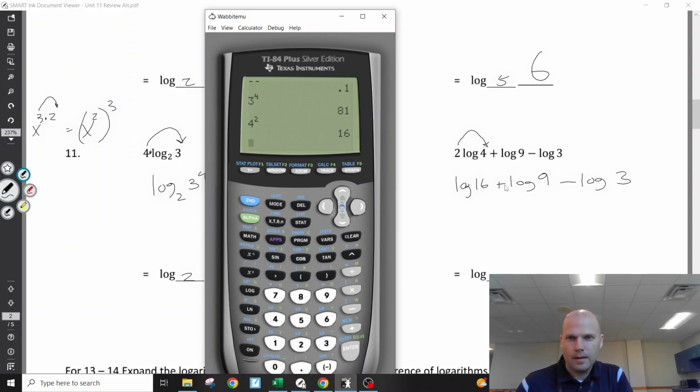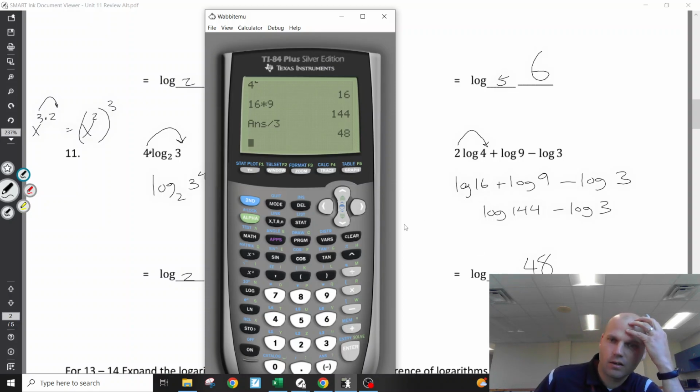Okay, well, addition means multiply. Let's multiply 16 and 9. Log 144. Let's look at the subtraction now. Oh, subtraction means divide. Let's divide 144 by 3. 48. My answer is log, you can put the 10 or not put anything there. Base 10 of 48 is the same as that.